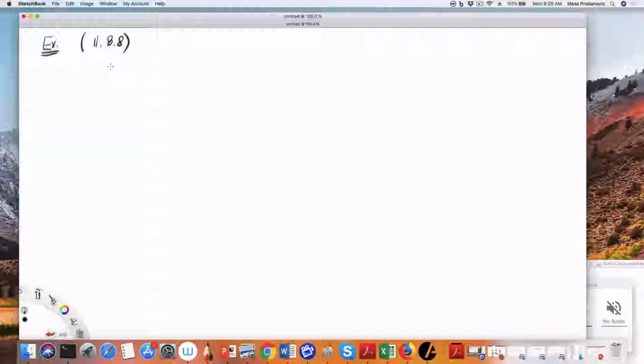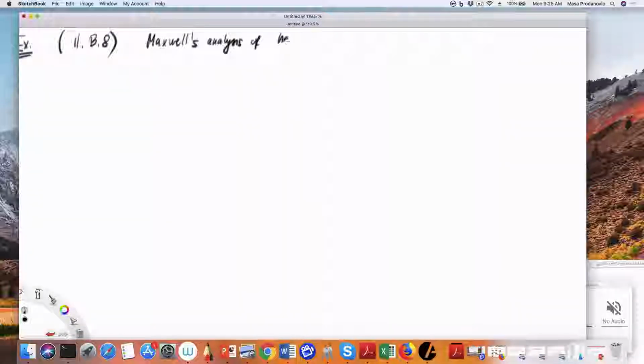And you would think that by now I would have figured out a steady hand that moves only a certain way, but apparently not. Okay, so this is Maxwell. Analysis of heat conduction in an infinite domain with spherical inclusion.